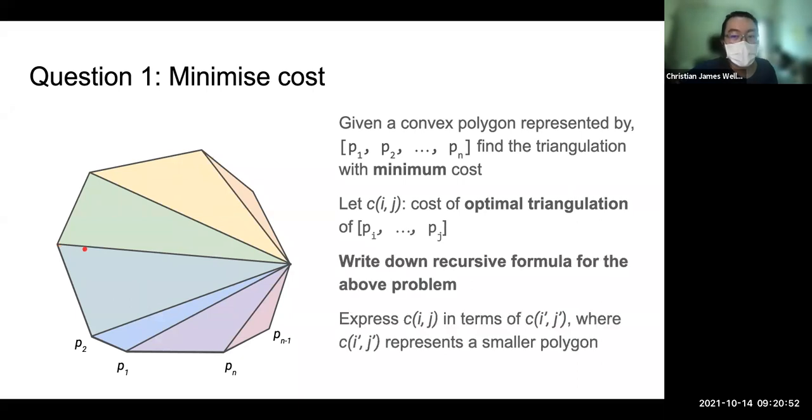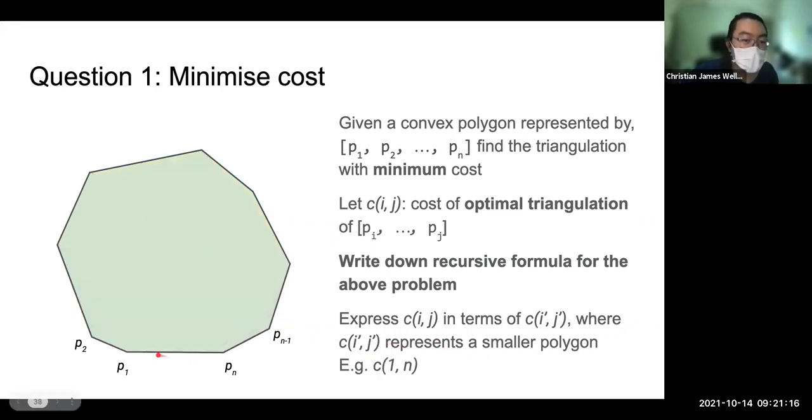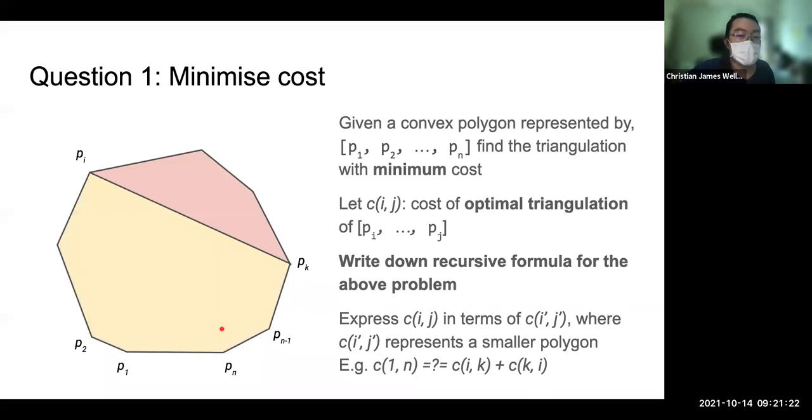What we want you to do at first is to write down the recursive formula for the above problem. It's implying that we can do DP, but how do we do DP? We try to express Cij in terms of Ci'j', where Ci'j' represents a smaller polygon. So for example, C1n looks like this. Then maybe you claim that the optimal subproblem is relating Ci to Ck and Ck to Cj, for example. Okay, so this is the question.